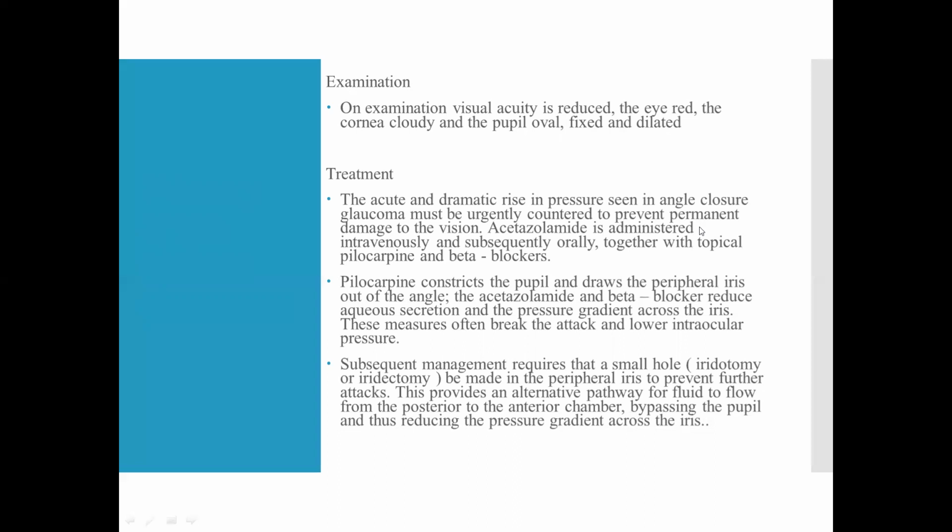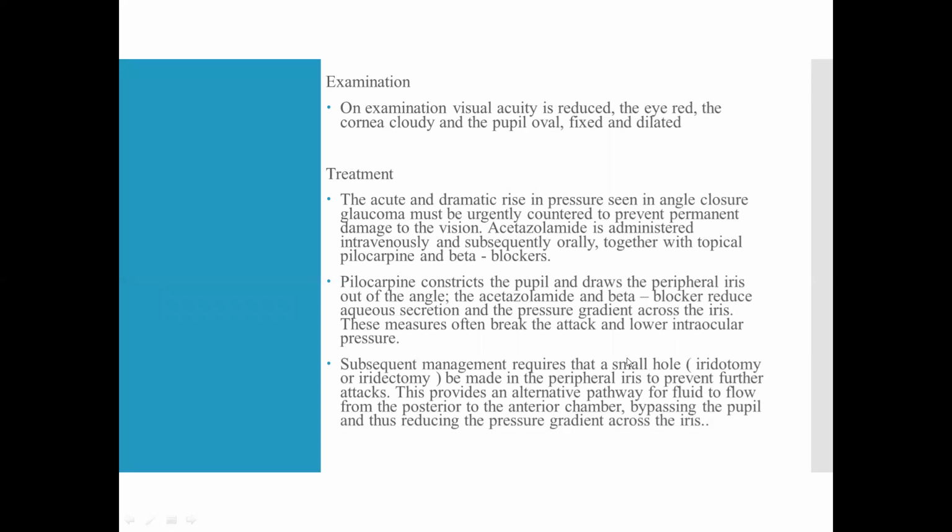Acetazolamide is administered intravenously and subsequently orally together with topical pilocarpine and beta blockers. Pilocarpine basically constricts the pupil and it draws the peripheral iris out of the angle. The acetazolamide and beta blocker reduce aqueous secretion and the pressure gradient across the iris. These measures often break the attack and lower intraocular pressure.